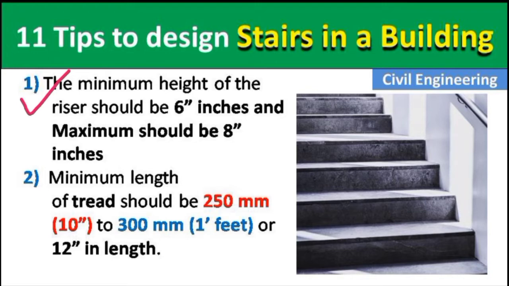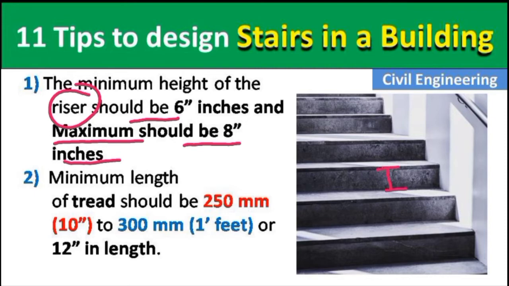The first point is the minimum height of the riser should be 6 inch and maximum should be how much? 8 inch, guys. Okay, so what is riser? Riser is the vertical distance from one stair to another stair. Okay, this is our riser. This is the height of the riser and it should be how much? 6 inch to 8 inch.